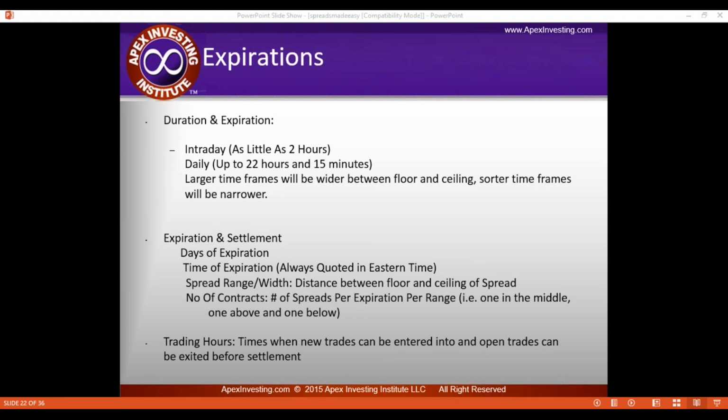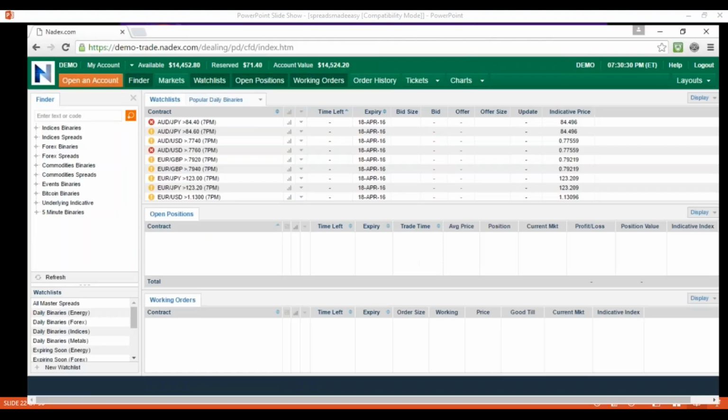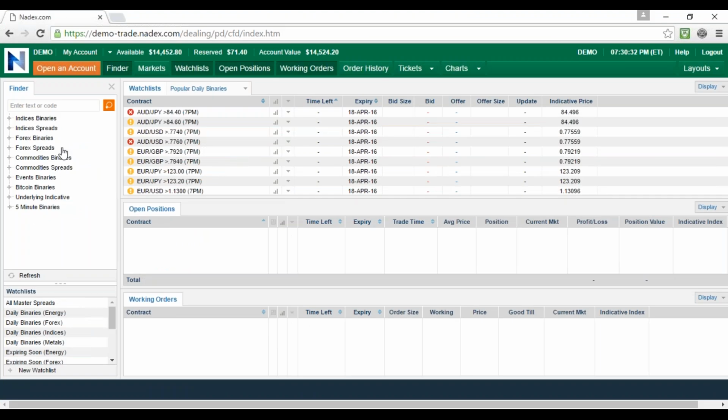Let me just pull over. Let's take a break from looking at these boring PowerPoints for a minute, right? All right, here's the Nadex. Here's a Nadex demo platform. Let's see here. Give me just a second. Let me check out a couple questions here.